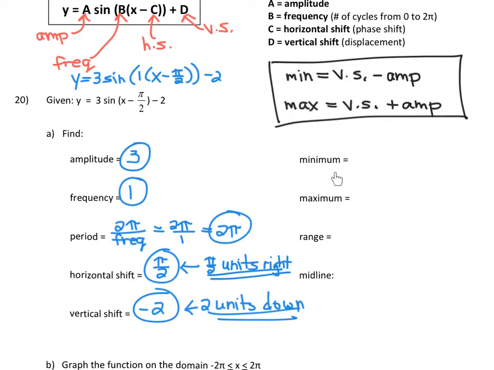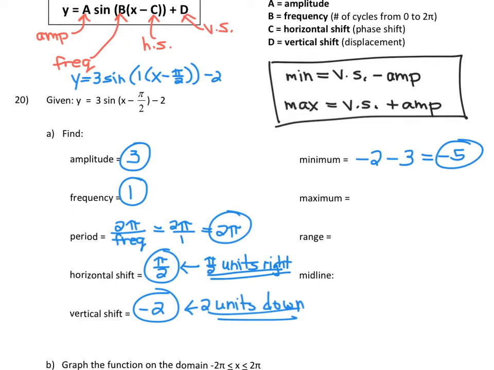So let's start with the minimum. To find the minimum y value that our graph is going to reach, we're going to use this formula, vertical shift minus the amplitude. So the minimum is going to be equal to, well, we said that the vertical shift is right here, equal to -2, and then we're going to do minus the amplitude. And we know the amplitude right here is 3. So -2 minus 3 is -5. That's the lowest y value that our graph is going to reach.